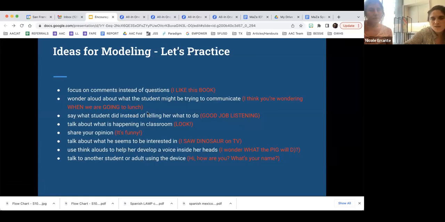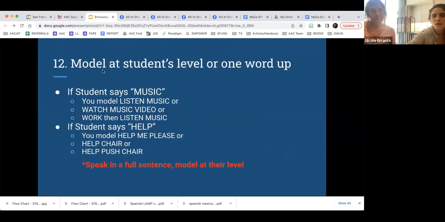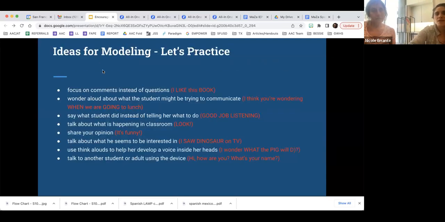We're not going to do this right now, but just to give you a quick idea of what modeling could look like, I'm just going to let you look at this. I'm not going to read these, but what's in red is what you might say to the student, and what's in all caps is what you could actually model. Do you want to do one? Yeah, I can do one to show you.